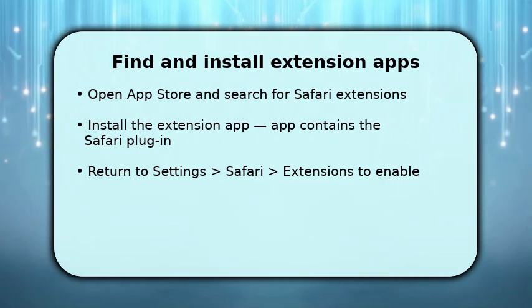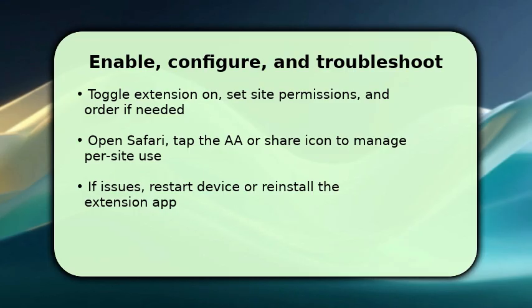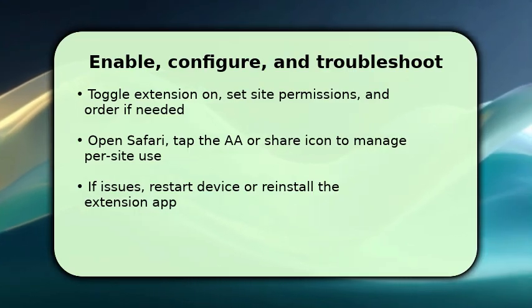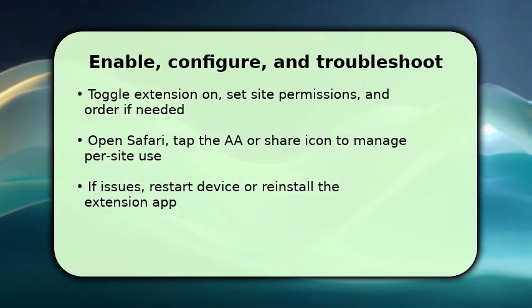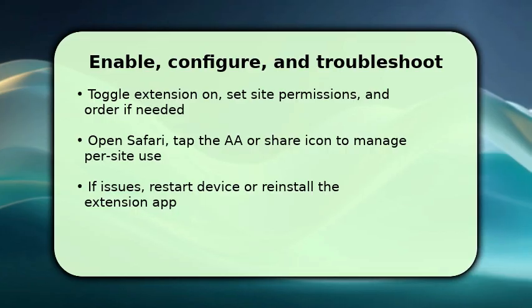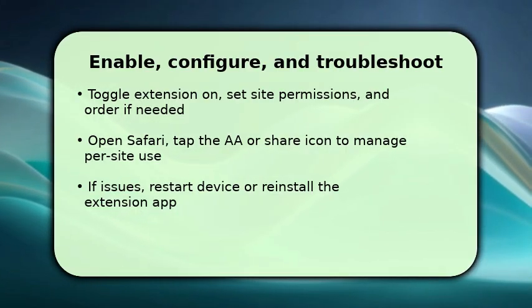Finish by enabling and configuring the extension for real use. In Settings, Safari, Extensions, toggle it on, set default permissions, and choose whether it runs on all sites or specific domains. Then open Safari to check functionality. Use the menu or share sheet to enable or disable per site.